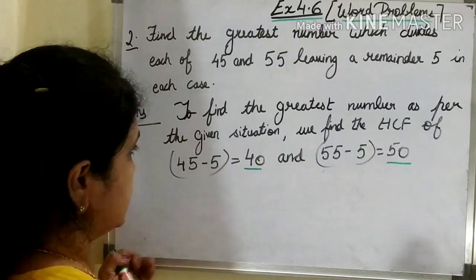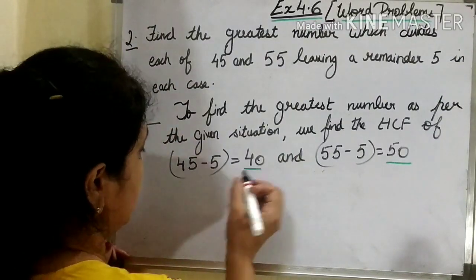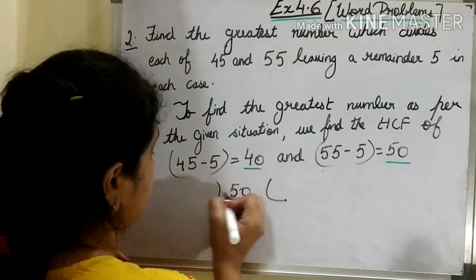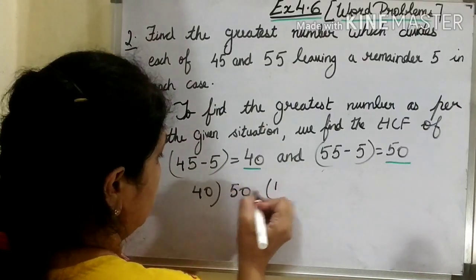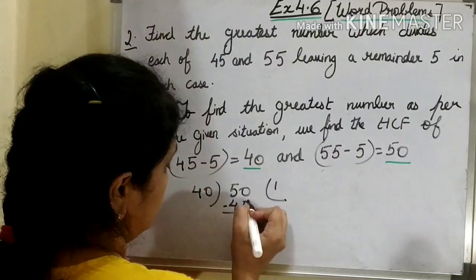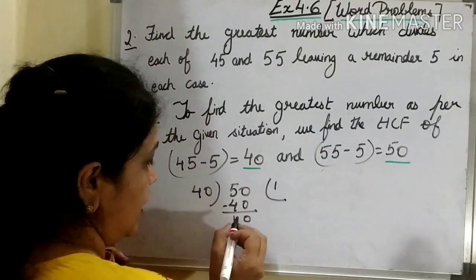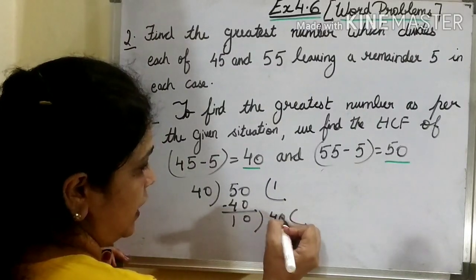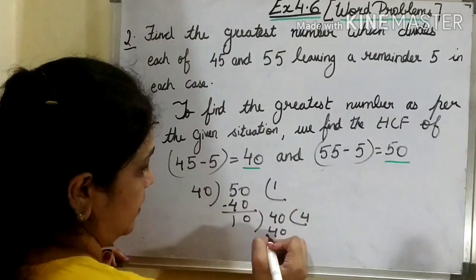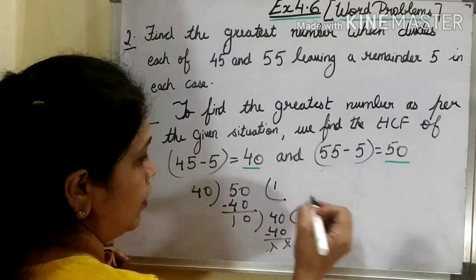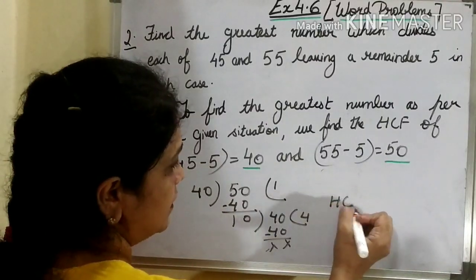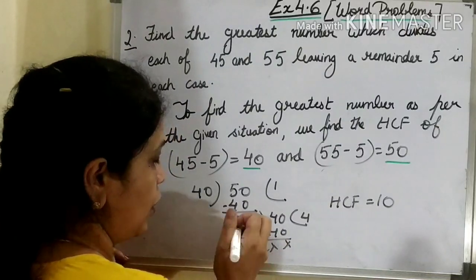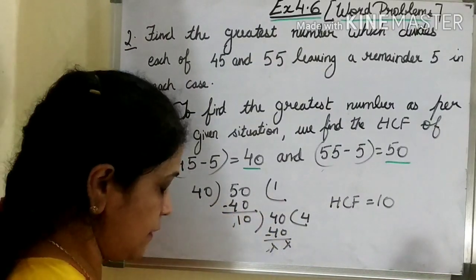So in order to find the HCF of 40 and 50, we will again use the long division method. Okay. Now 50 I am going to take here. 40 ones are 40. So the remainder left is 10. Now this will be the divisor and 40 will be the dividend. So 10 fours are 40. Okay. So what HCF did we get? HCF is 10. The last divisor is the HCF. So we got 10 as the HCF.